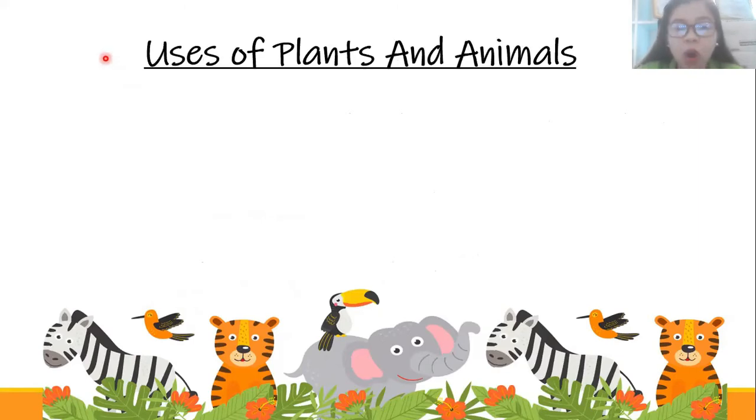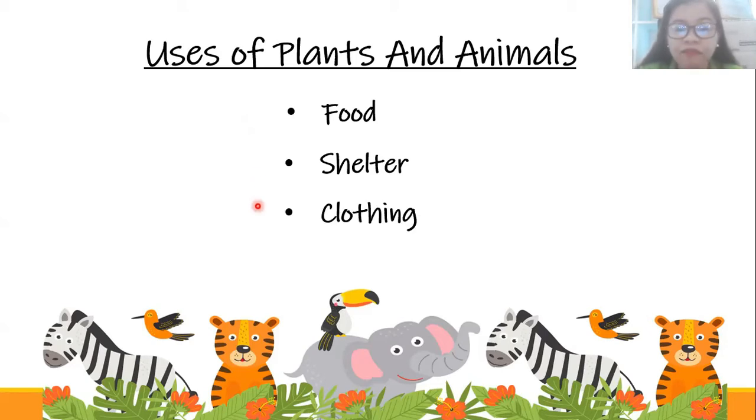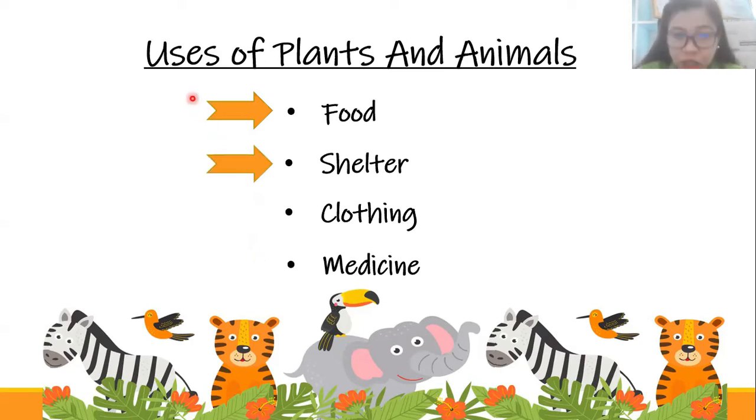So again, what are the different uses of plants and animals? Who can still remember? We have plants and animals as food sources, plants used for shelter, used for clothing and used for medicine. Last time we were already done with the two, food and shelter. So this afternoon we will have clothing and medicine. Okay? So let's proceed.